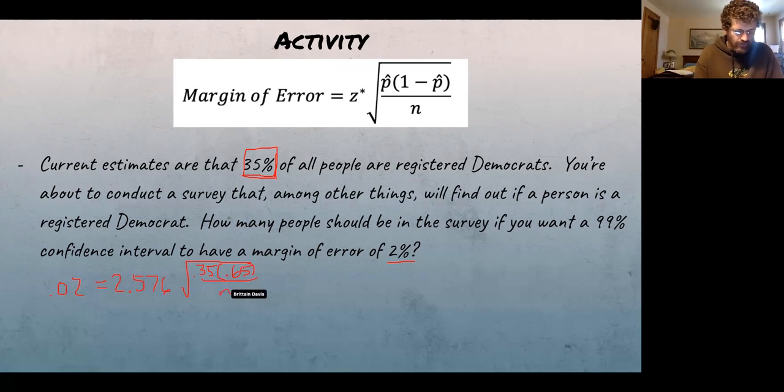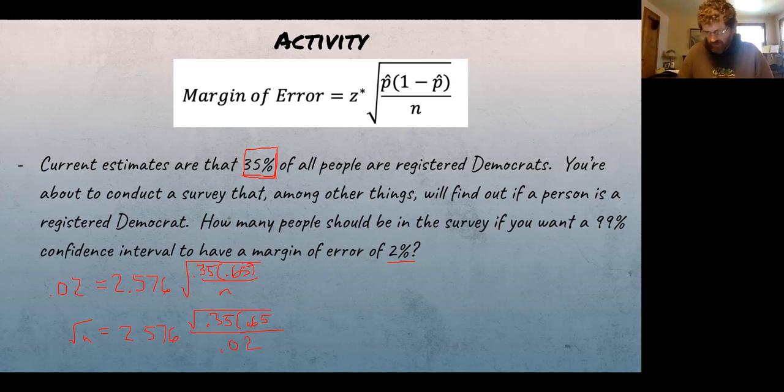So saving a little bit of time, I'm just going to do that switcheroo real quick. So now I end up with the square root of n equals 2.576 times the square root of 0.35 times 0.65, all over 0.02. When I do this, well, we'll just put the answers up in a second. You can do that.